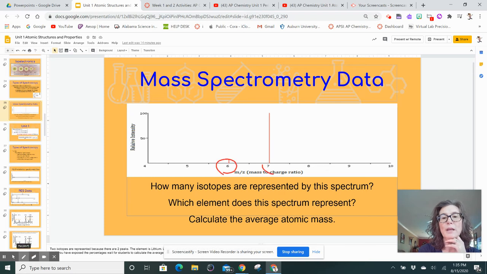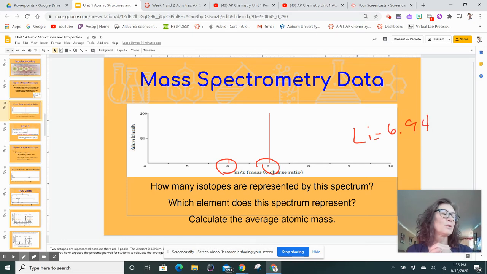So what elements have a charge to mass ratio of about 6 or 7, or an atomic mass of around 6 or 7? We know lithium, if we look on the periodic table, lithium is 6.94. Okay, so we know that this element must be lithium, but there are different kinds of lithium. There's lithium with a charge to mass ratio of 7, and there's lithium with a charge to mass ratio of 6. And so we take the average of those two together, and that's where we get the 6.94 from.